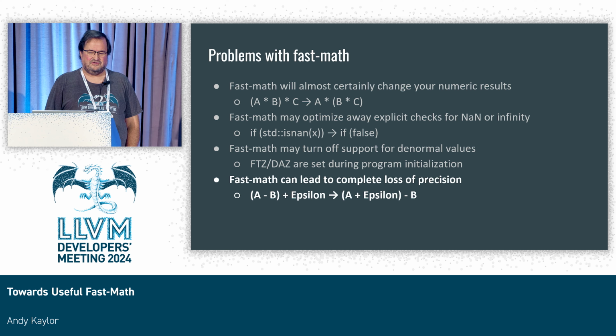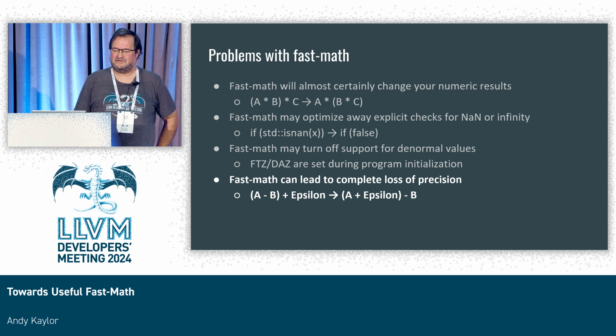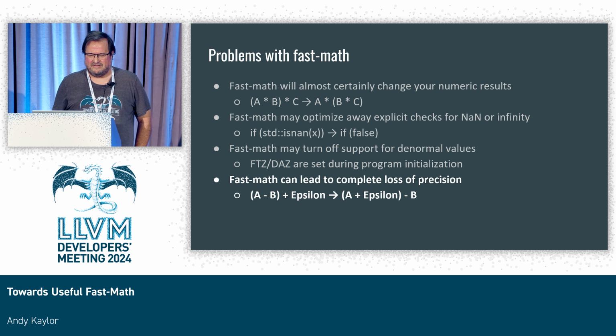And then lastly, fast math can lead to a complete loss of precision, depending on what your algorithm is and how sensitive it is to things. We can potentially get rid of your result and essentially turn your algorithm into a random number generator. This is an example where A and B are relatively large values and you're subtracting them, and then you want to add some epsilon term to keep track of running error, for instance. We might reassociate this, and the epsilon, because it's off scale from A, gets discarded completely, and suddenly your program is not doing what you wanted.